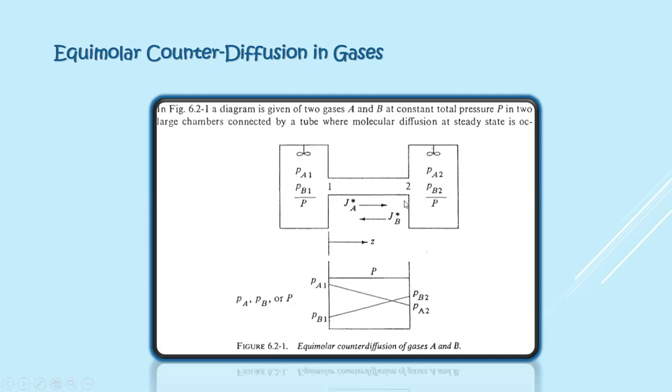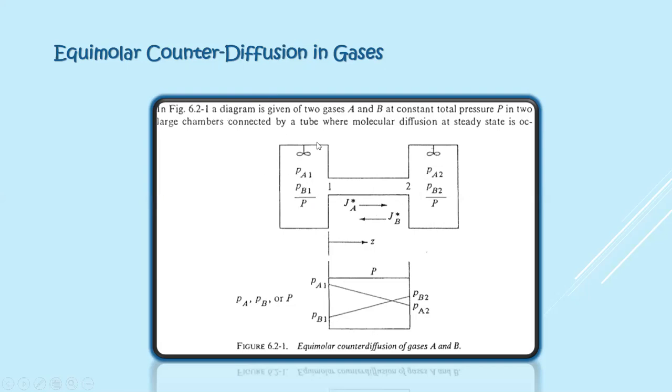Now, it's counter diffusion in the sense that we can readily deduce that the concentration of B in section 2 must be higher than the concentration of B in section 1. That way, our diffusion would be from a region of high concentration to a region of low concentration, and the two gases have counter current diffusion, or counter diffusion.